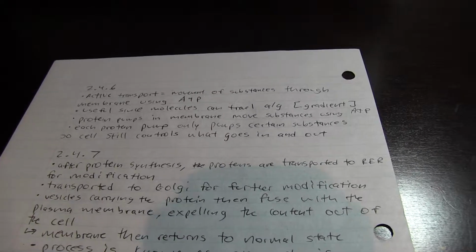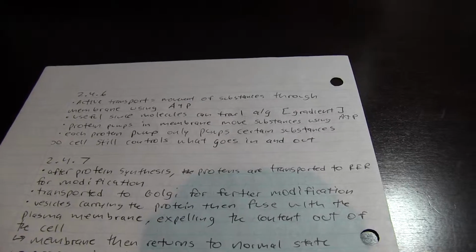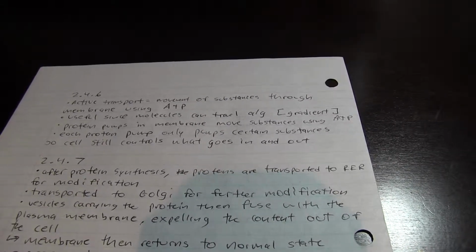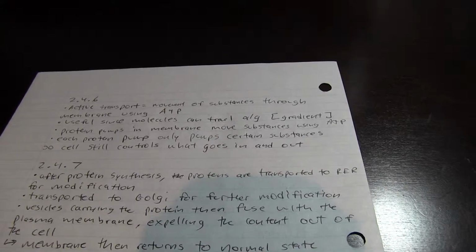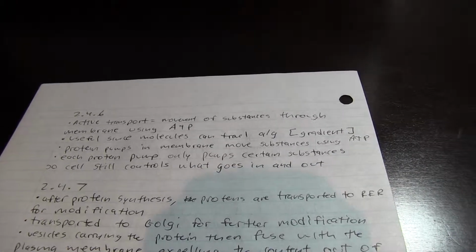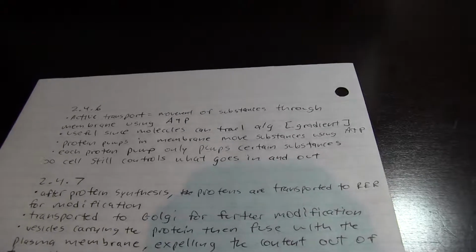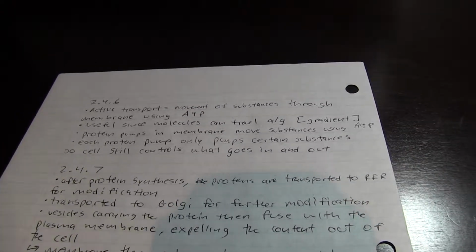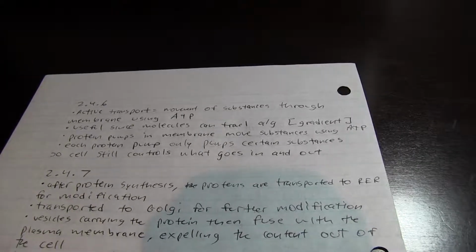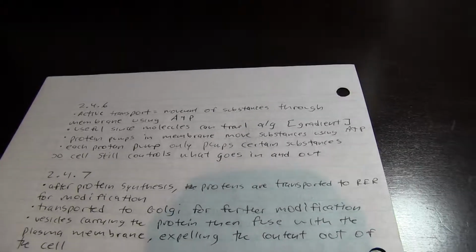2.4.6 says explain the role of protein pumps and ATP in active transport across membranes. Basically, start off with definitions whenever it's an explain question, something general. Active transport is the movement of substances through membranes using ATP. It's useful since molecules can therefore travel against the concentration gradient. Whenever molecules are traveling with their concentration gradient, which is from a high region to a low region, it doesn't require any ATP. But when you're going from a low region to a high region, for instance, you'll need ATP because you'll need energy because you're moving against the concentration gradient.